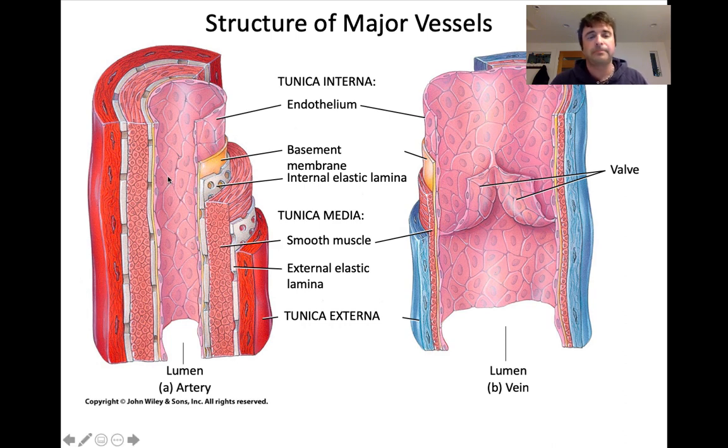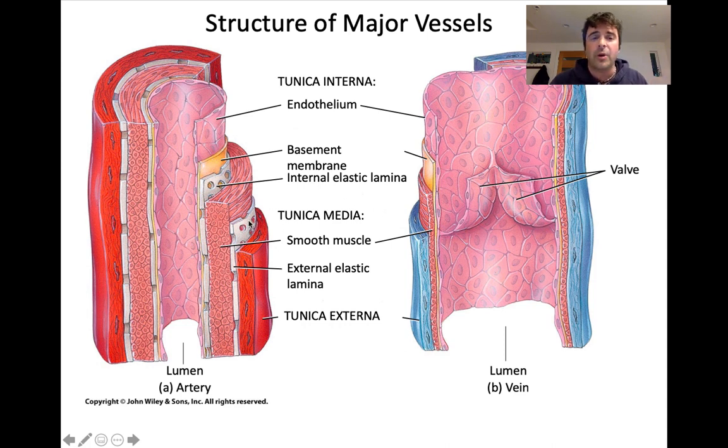If I was to ask you, what are some anatomical differences between an artery and a vein? Well, I'd want you to be able to tell me that arteries have the internal and external elastic lamina, and they have much more elastic connective tissue than veins do.